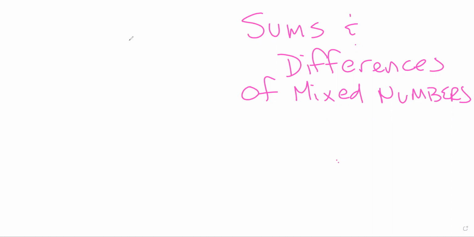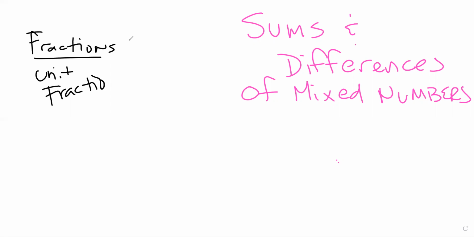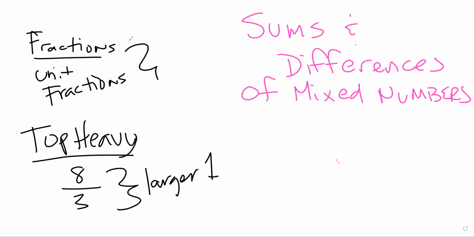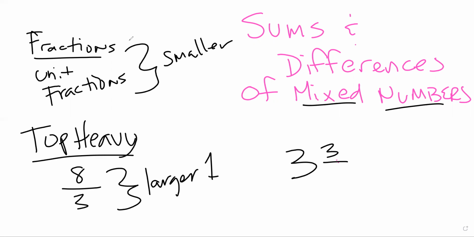Remembering again that fractions kind of come in three different forms. We have fractions themselves, which are made up of unit fractions. We have top-heavy fractions, in which the numerator becomes larger than the denominator, which tells us these things are larger than one. These tend to be smaller than one. And then we have our mixed number, which is just a mixture of a whole number and a fraction.